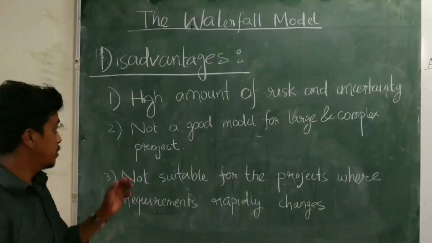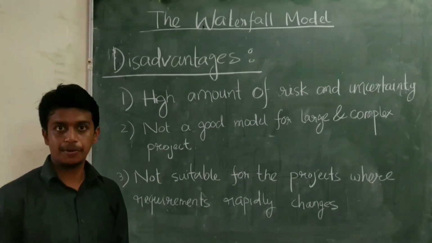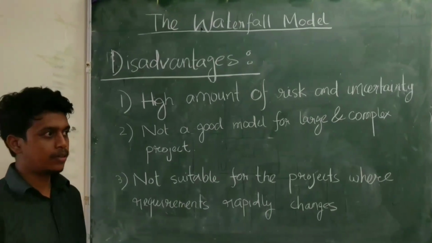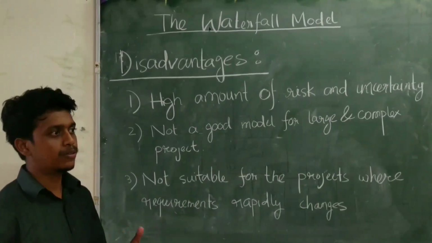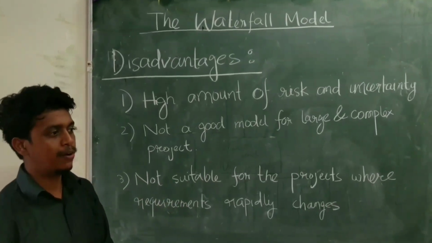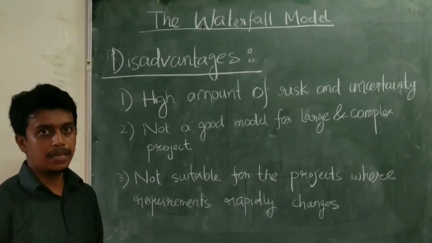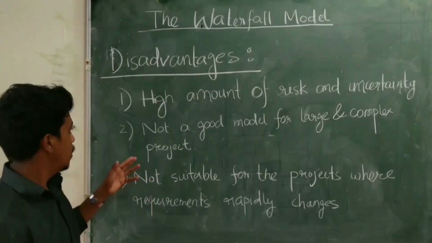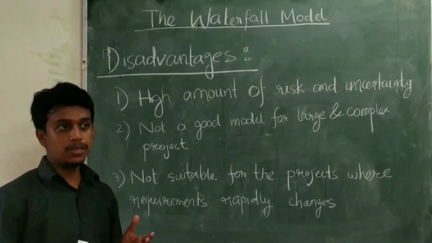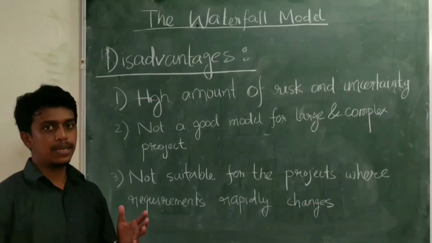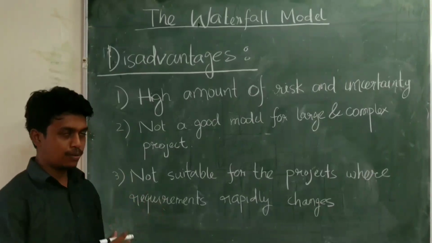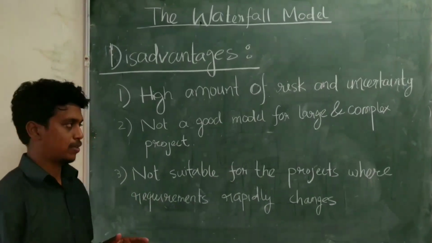The first disadvantage of the waterfall model is a high amount of risk and uncertainty. Since it is a basic model, it cannot assure that the software will succeed or not. If I get any error in the third or fourth step, then it will be difficult to manage. Second, it is not a good model for large and complex projects. For large projects, we have to keep track of what is going on in the project, and for that it is not optimized, because it is a one-way model.